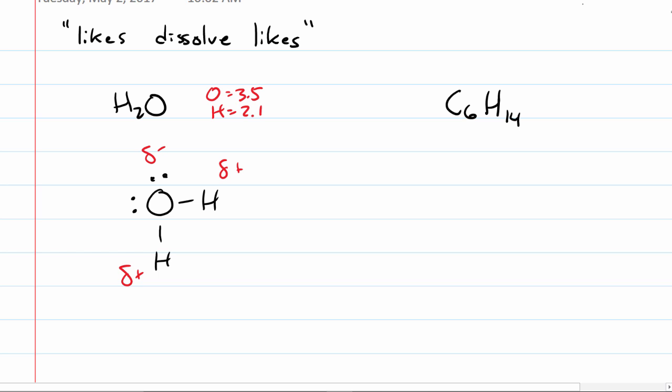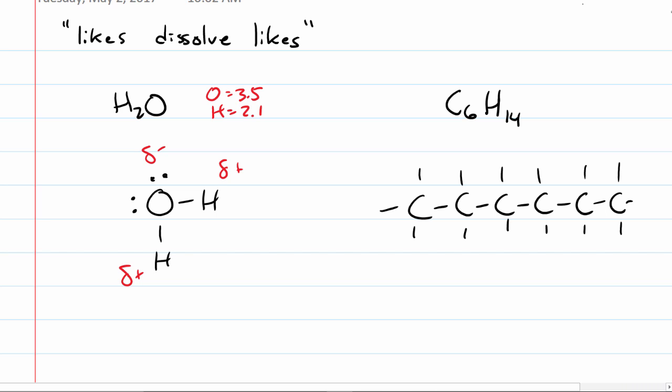Can we use a plane to separate the partial positives from the partial negatives? Yes, we can. In fact, we can see it right across here. We get the partially negative oxygen on one side, the partially positive hydrogens on the other. How about the hexane? What do we do with the 6 carbons? Carbon chain, right. How many carbons in that chain? 6. And then what do we do around the carbons? Add in the hydrogens.